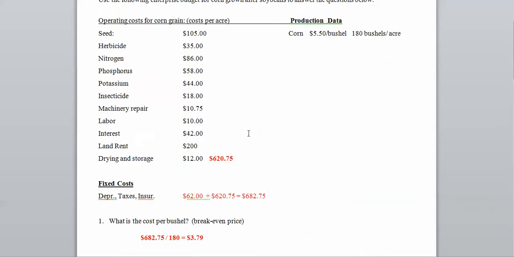Well, if we add up all the operating costs, we come up with a total of $620.75 per acre. We add those operating costs to fixed cost of $62 an acre to get a total cost per acre of $682.75.